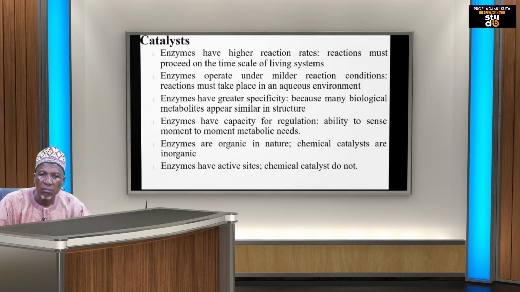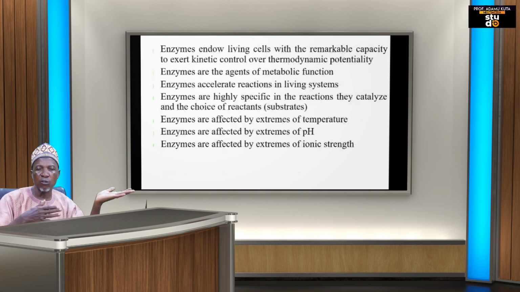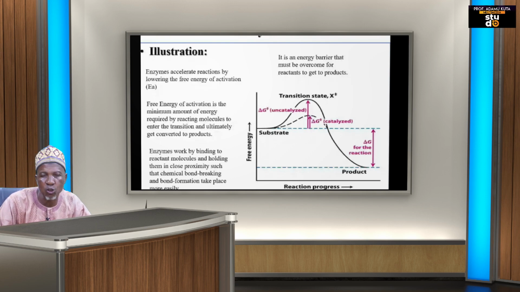Enzymes are organic in nature, catalysts are inorganic. Enzymes have active sites, catalysts do not have active sites. How do enzymes work? Because that was one of the questions we raised before in the introduction. Generally, enzymes accelerate reactions by lowering the free energy of activation.